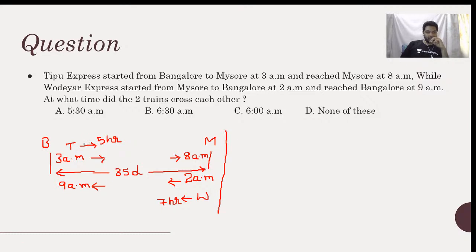If Tippu Express can cover 35d kilometers in 5 hours, then the speed of Tippu Express is 70 kilometers per hour. And speed of Wadayar Express will be 5d kilometers per hour. Is that clear?